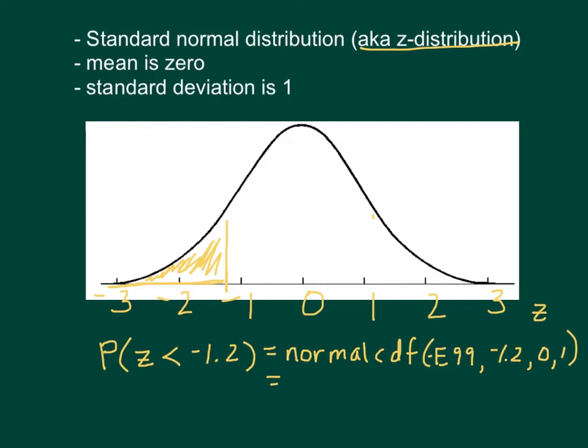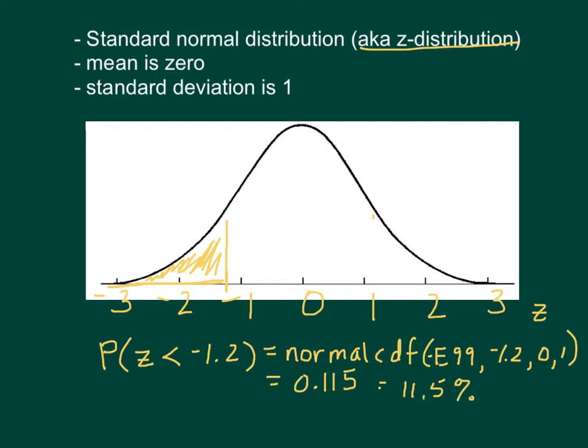And of course, should have done this beforehand, but I'm giving you a chance to do it on your calculator with me. Negative E99, comma, negative 1.2, comma, 0, comma, 1. And that is a 11.5% chance of happening.